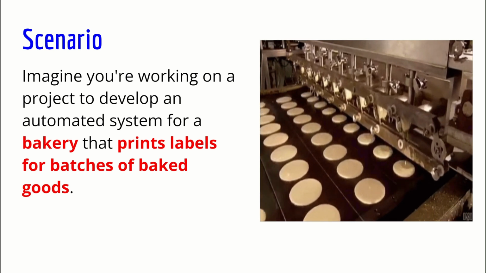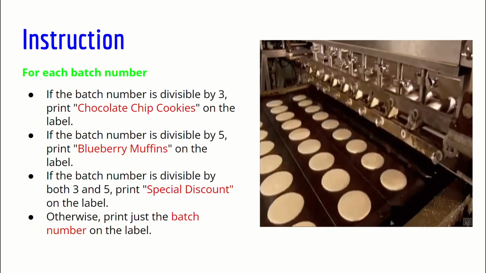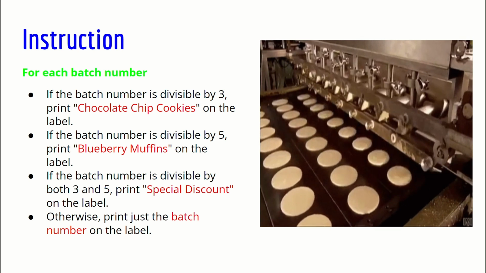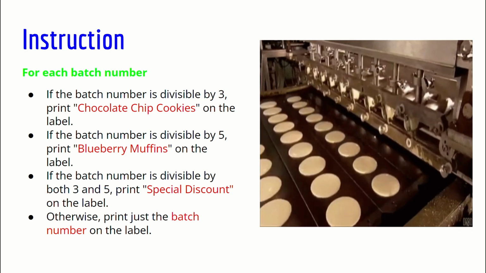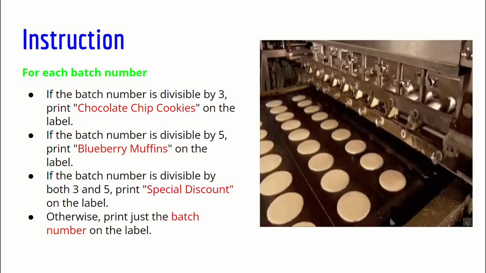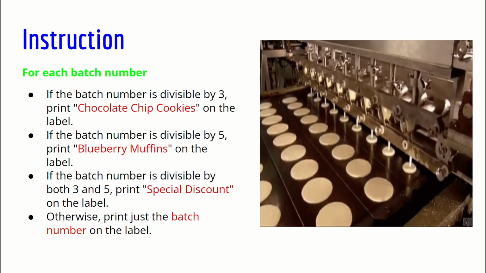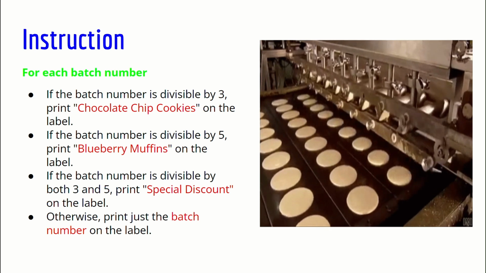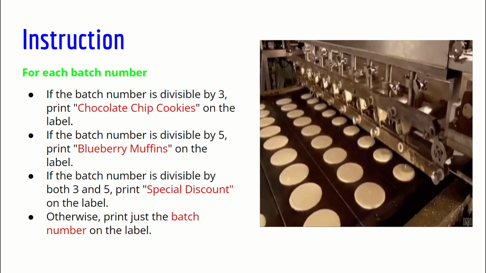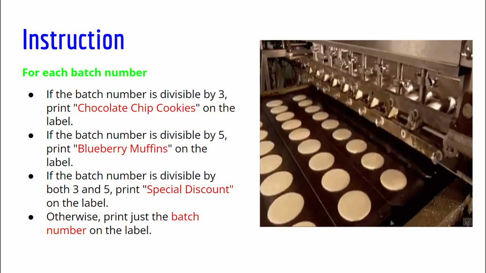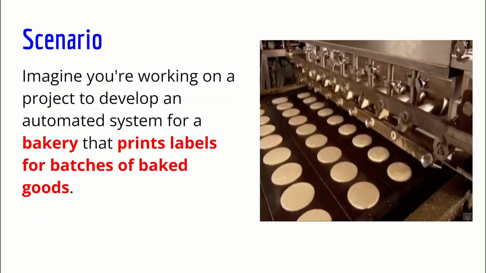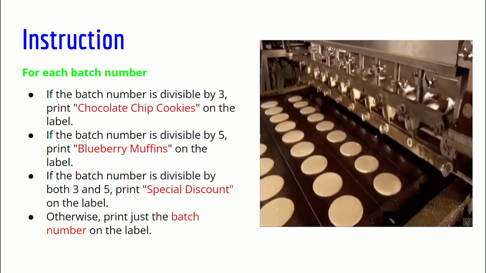So this is the scenario, and you have been given instructions: if the batch number is divisible by 3, then you have to print chocolate chip cookies on the label, and if the batch number is divisible by 5, then you have to print blueberry muffins on the label, and if the batch number is divisible by both 3 and 5, then we have to print special discount on the label. Otherwise, just print the batch number. So these are all the instructions. This was the scenario, and these are the instructions related to it.